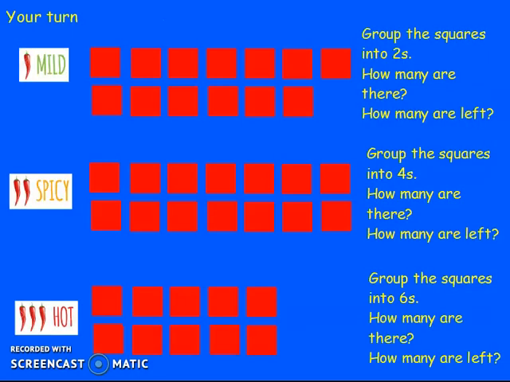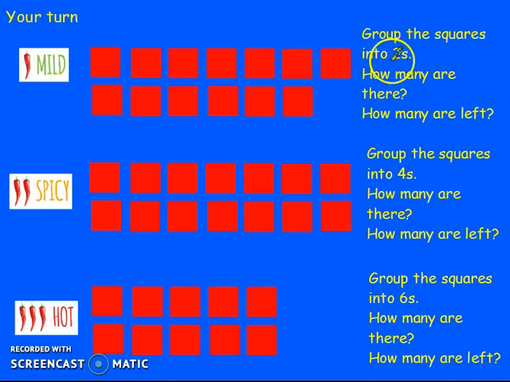Now it's your turn. So we've got some red cubes here and I want you to group the squares into 2, group them into 4 and group them into 6. I want you to tell me how many groups there are and how many is left over. Pause the video to give yourself some time. Right then everybody, let's have a go together. See if you can use your blue pen to correct any mistakes that you might have made.